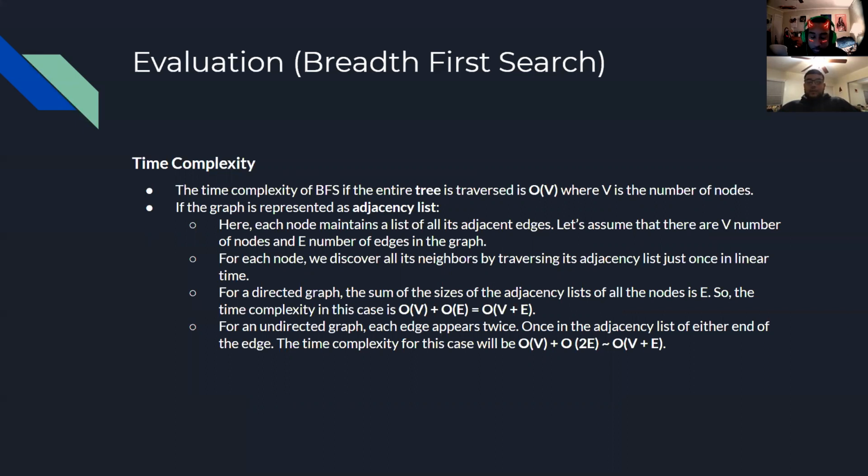For an undirected graph, each edge appears twice, once in the adjacency list of each end of the edge. The time complexity for this case will be O(V) plus O(2E).